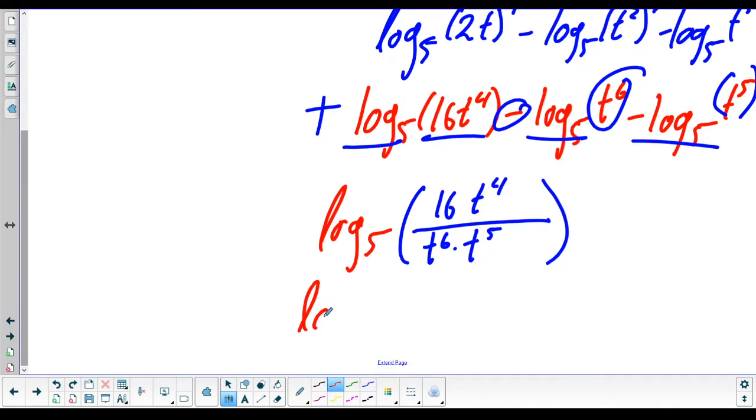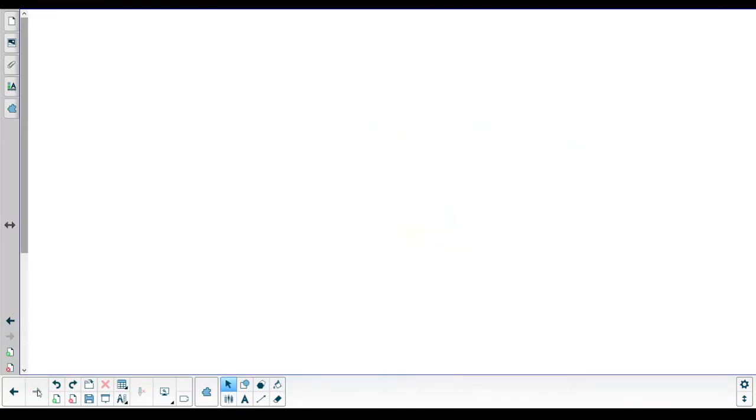So this is log base 5 of, we don't have any coefficients to do anything with the 16, so the 16 will stay on the top. 4 of these t's cancel 4 of these 11 total, so we'll get rid of that 5, turn into a 1. So I have 7 total on the bottom, so that'll be t to the 7th down there. And then this is all condensed. That's our answer. And that's it. That's all you have to do today.